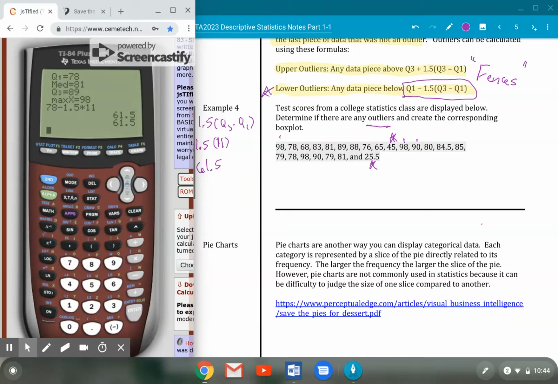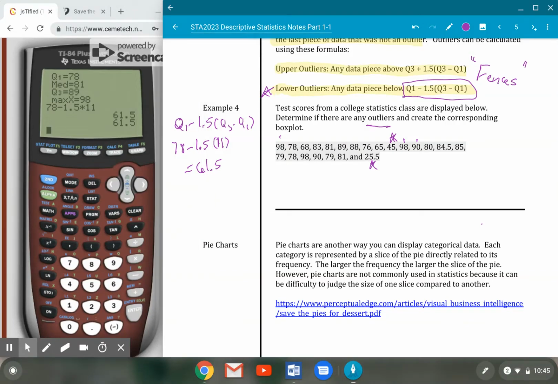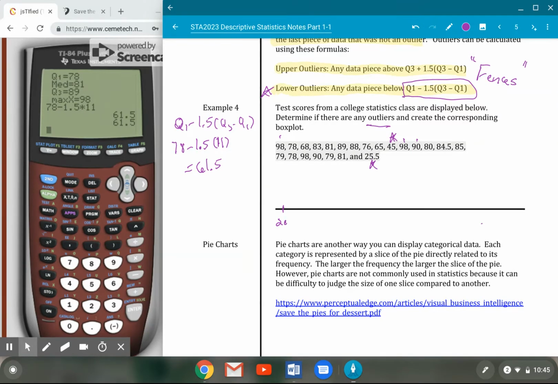So picking up where we left off, we just figured out that 25.5 and 45 were outliers, and we want to create the corresponding box plot for this data set of test scores. So thinking about my scale, I'm going to count by tens. In this case, I'm going to start at 20. The lowest test grade is a 25, and then 30.